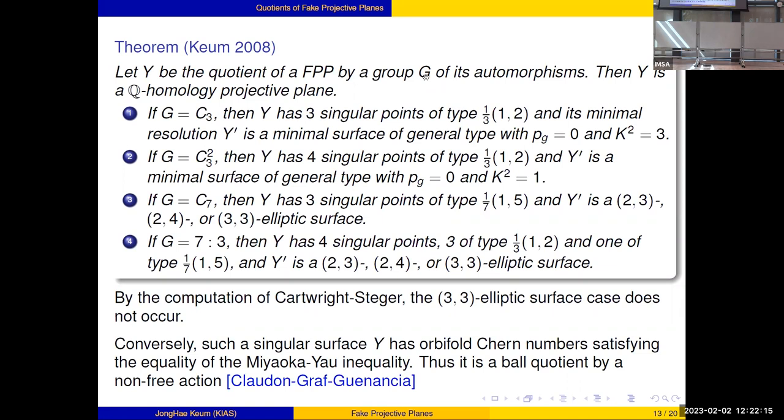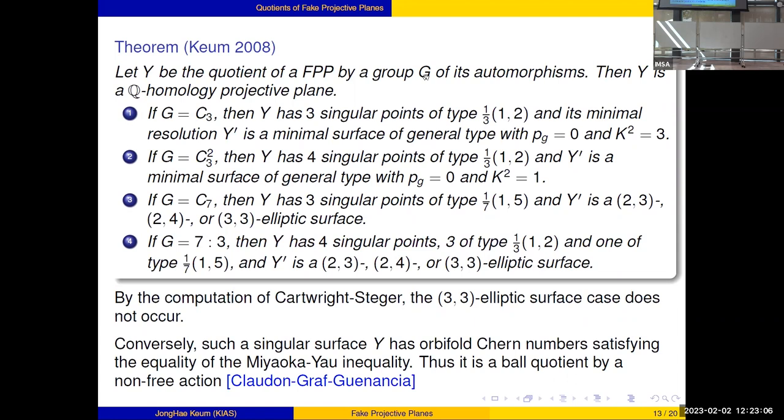I try to figure out the structure of possible quotients of a fake projective plane to study the fake projective plane. You know, a fake projective plane has Picard number one, and it doesn't contain low genus curves. So you cannot do much projective geometry and construct a linear system which gives you a good mapping to some other space. Why the quotient of a fake projective plane by a group G of automorphisms? Then Y is a Q-homology projective plane. I mean, the Betti numbers say that b2 is one, and b1 is zero.